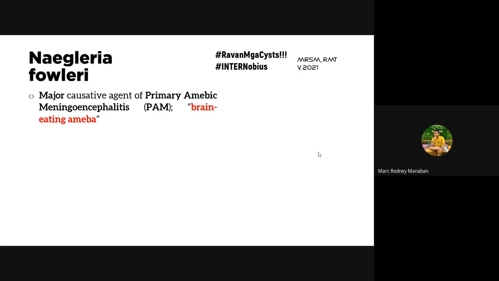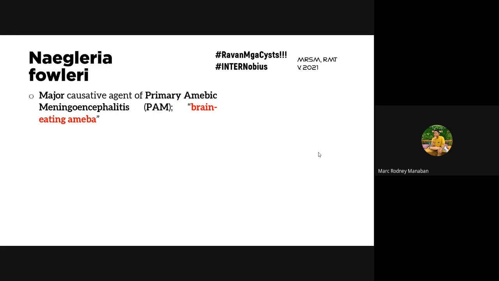So it is the cause of primary amoebic meningoencephalitis. Who causes secondary amoebic meningoencephalitis? Entamoeba histolytica. Okay, very good. Once Entamoeba histolytica reaches the brain, it causes your secondary amoebic meningoencephalitis. But for PAM, primary amoebic meningoencephalitis, it's Naegleria fowleri. The colloquial term is the brain-eating amoeba. In news articles, it is usually referred to as the brain-eating amoeba.